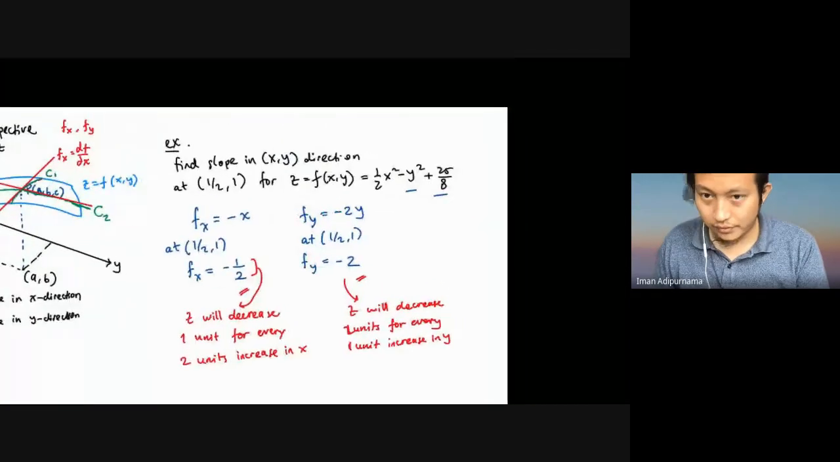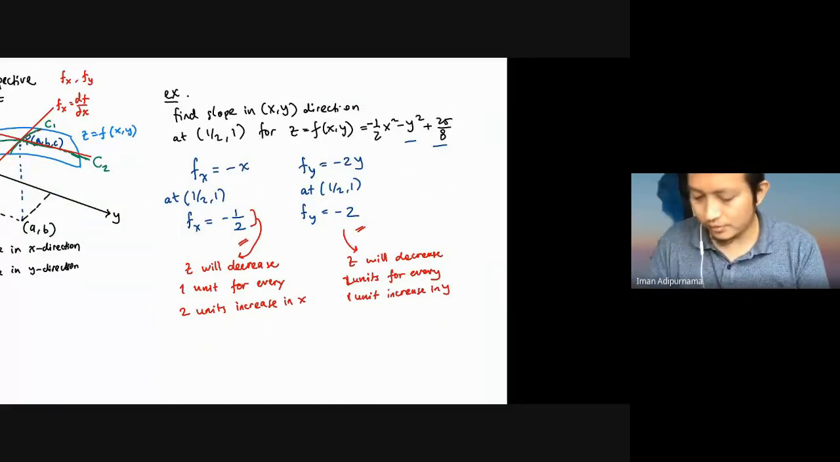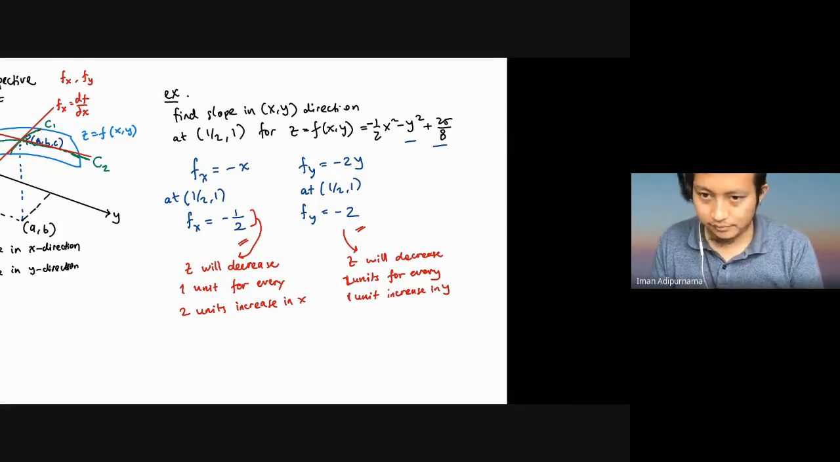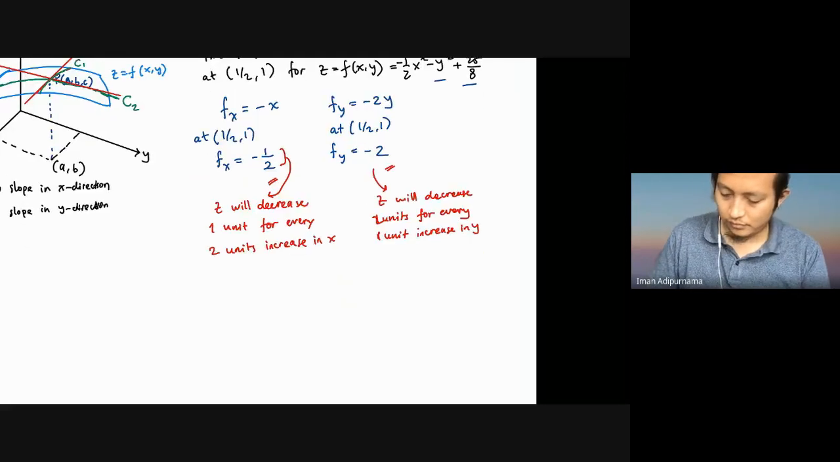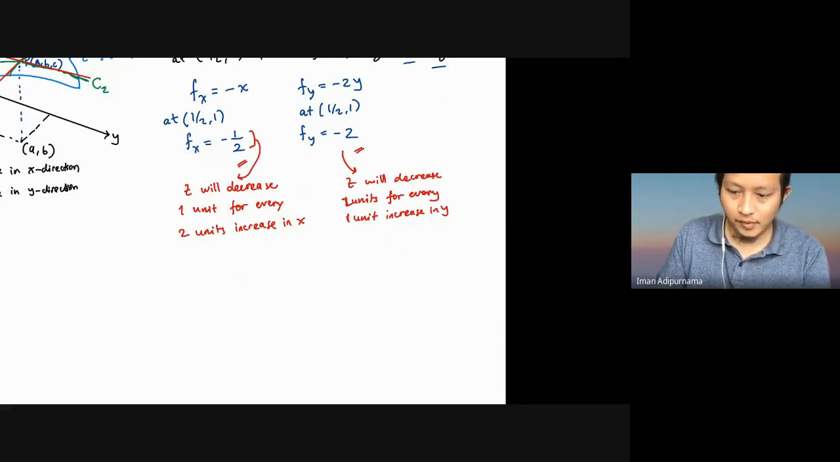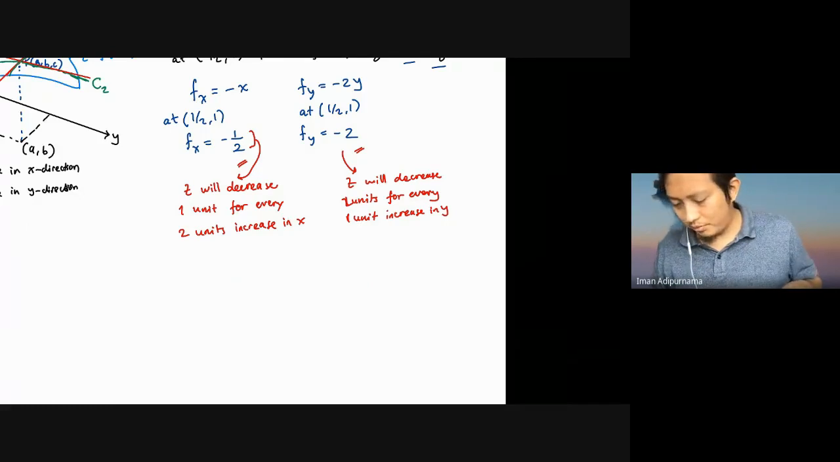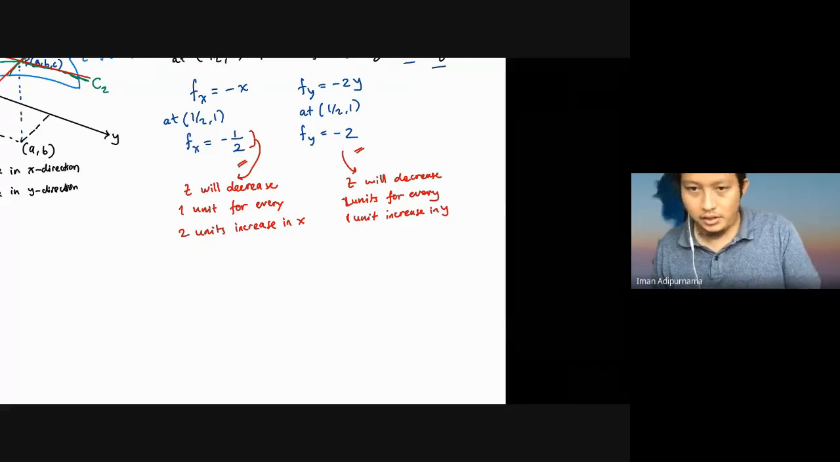Partial of x is negative x. Let me check. Oh, sorry. Should be having negative in the front. Sorry. Okay, I will show you maybe later on in the later courses. I'm planning to have some exercise for chapter 12 and 13, but maybe I will do this as some assignment or some exercise for you later on the Google Classroom.